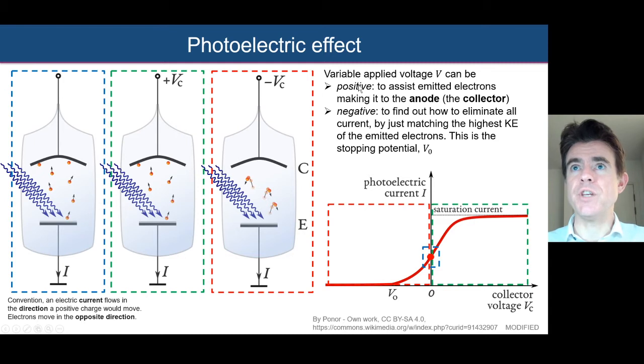So that's summarized here. We've got a variable applied voltage V. It can be positive to assist the electrons making it towards the collector. And we can also use a negative voltage to try and draw those electrons back in order to investigate the highest kinetic energy of those emitted electrons.